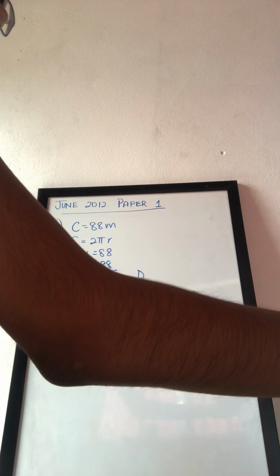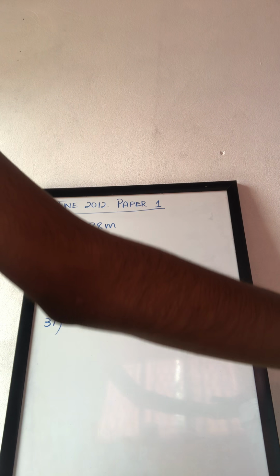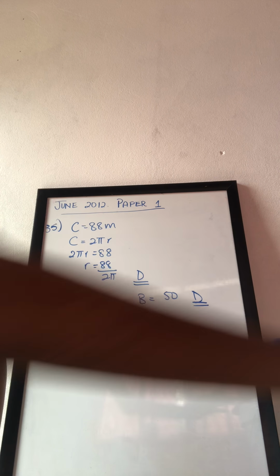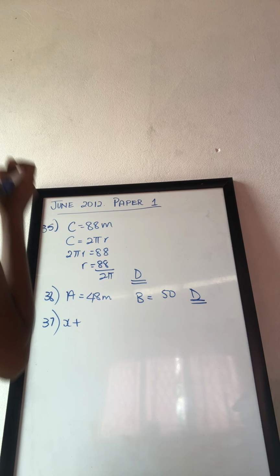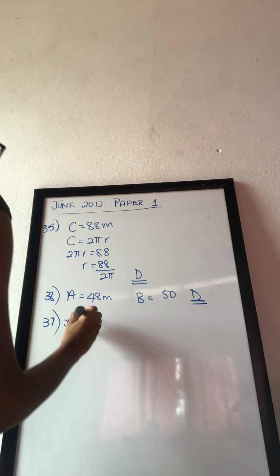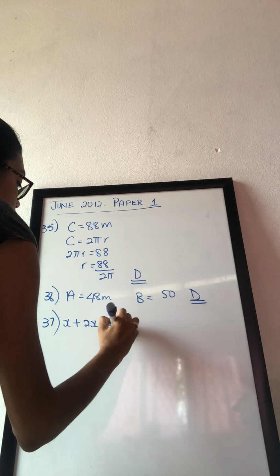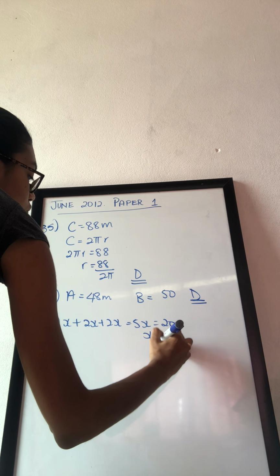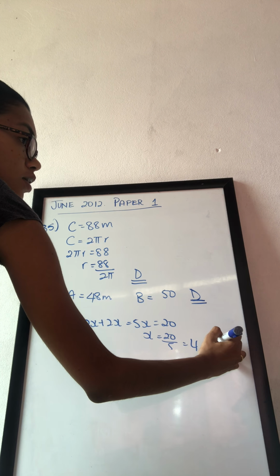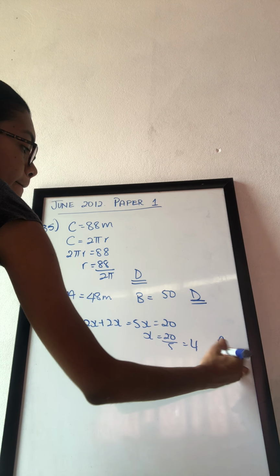37. The lengths of the sides of a triangle are x, 2x, and 2x centimeters. If the perimeter is 20, what is the value of x? So the perimeter is the distance around, right? So we add the three sides, which would give us 5x, and the perimeter is 20. So x must be 20 over 5, which is 4. The answer is A.